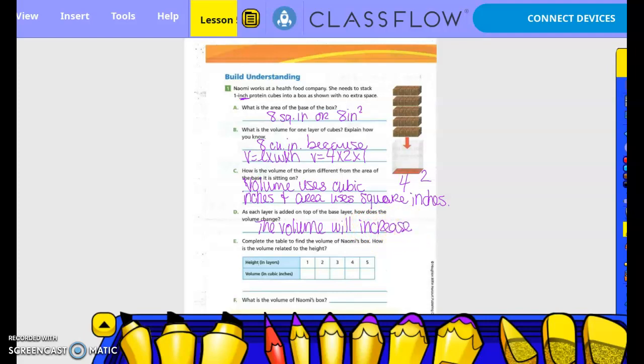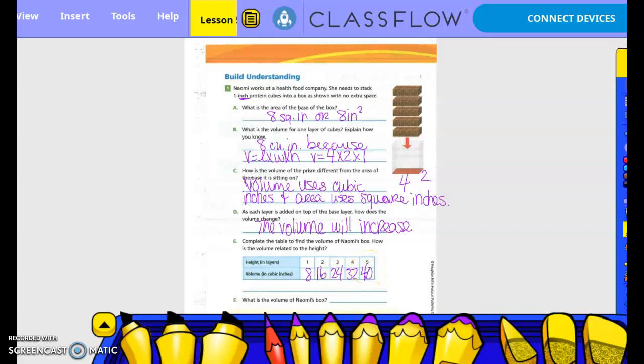Complete the table to find the volume of Naomi's box. How is the volume related to the height? Okay, so for each layer, she's going to keep adding how much? 8, right? So the first layer was 8. The second layer is going to be 16. The next layer, 24. The next layer, and the fifth layer.